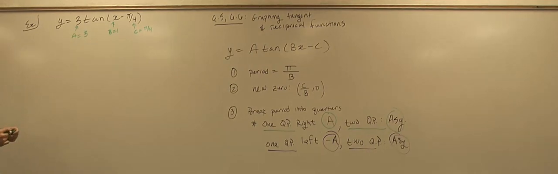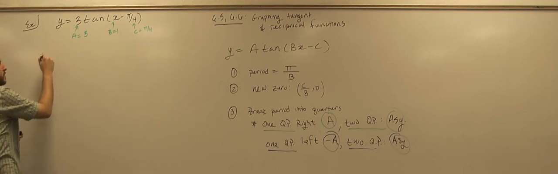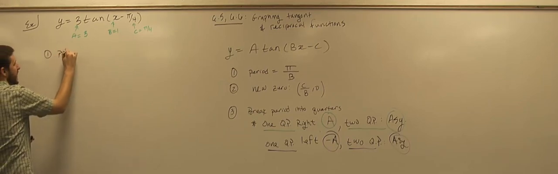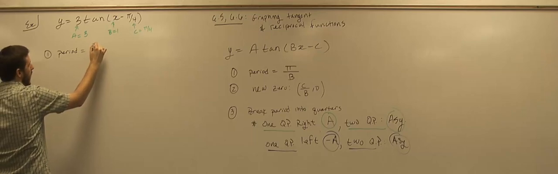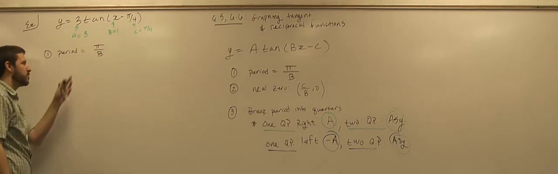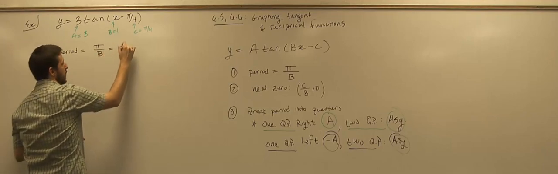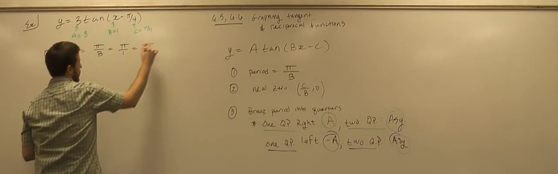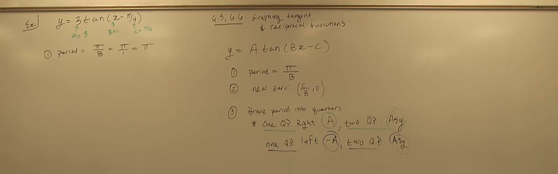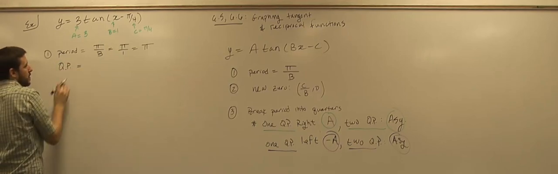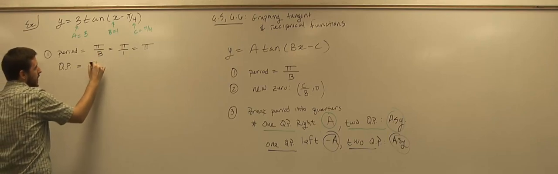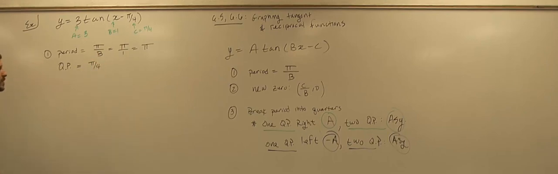All right, now I'm going to calculate my new period. My period for tangent, I'm not going to do 2 pi over b. Just pi over b for tangent. Because b is 1, this is just pi again. While I'm here, I'll go ahead and calculate my quarter periods. We do the period over 4, so your quarter periods are pi over 4.